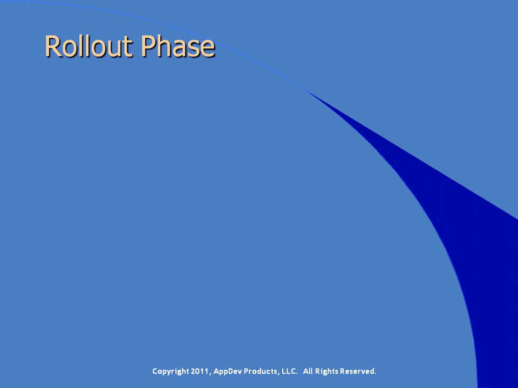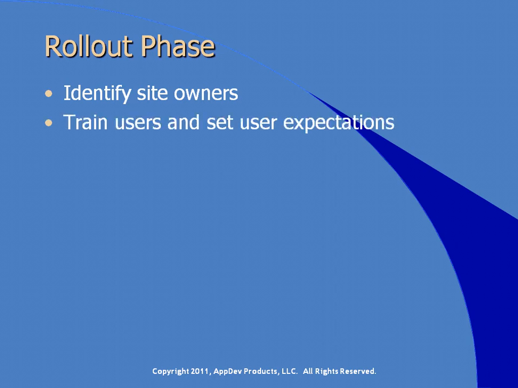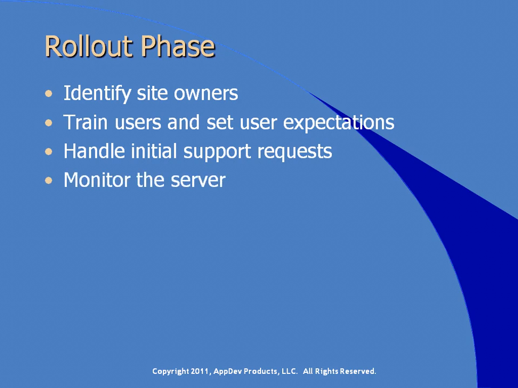The primary tasks for rollout are identifying the site owners, train users and set user expectations, handle initial support requests, and monitor the server. In medium to large companies, you may want to roll out SharePoint on a department-by-department basis so you can build an internal power base of users to help answer common "how do I" questions.